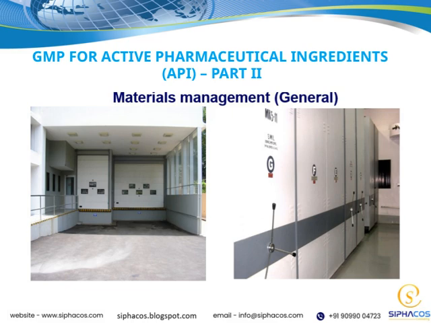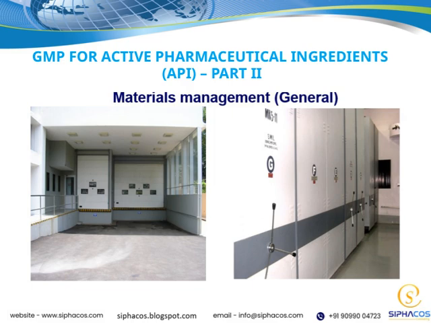When it comes to APIs, GMP becomes even more critical because these are the core components that determine a drug's effectiveness. In this part, we'll delve deeper into the specific requirements and standards that need to be maintained during API production. This includes aspects like controlling raw materials, ensuring proper manufacturing processes, and maintaining strict quality control measures throughout the entire supply chain. These steps are vital to prevent contamination, mix-ups, and other issues that could compromise the final product.